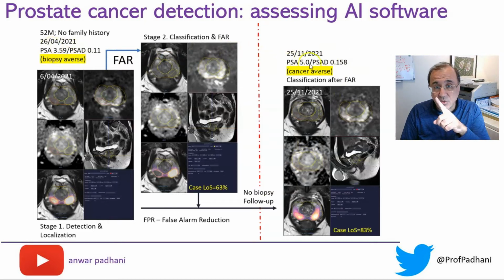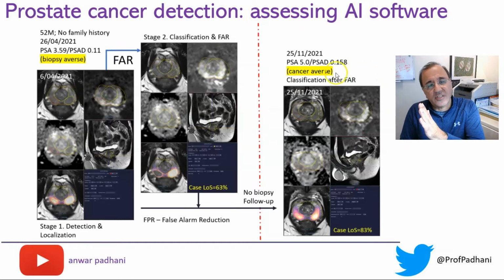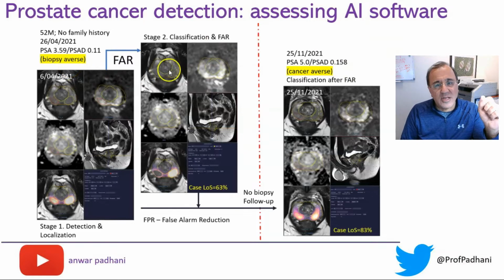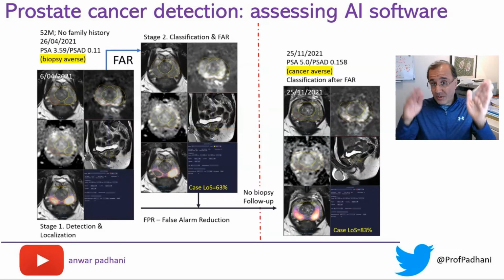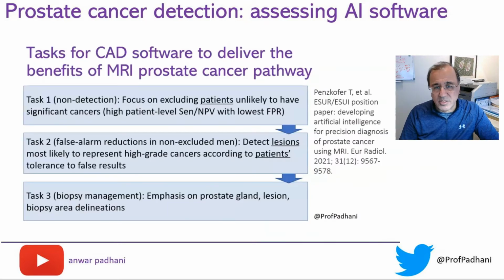His PSA continues to rise. His PSA density goes up. So now he's more worried. Now he's become cancer averse as opposed to being biopsy averse on the previous occasion. And look what the AI says on the follow-up study. Both abnormalities are in fact now positive even after the false alarm reduction engine is switched on. So it's showing you there are bilateral abnormalities that need to be biopsied.